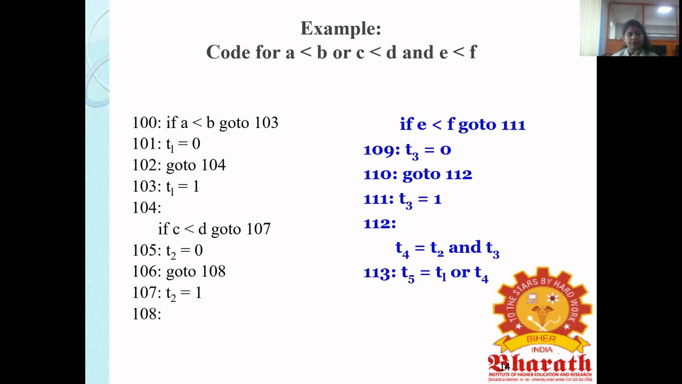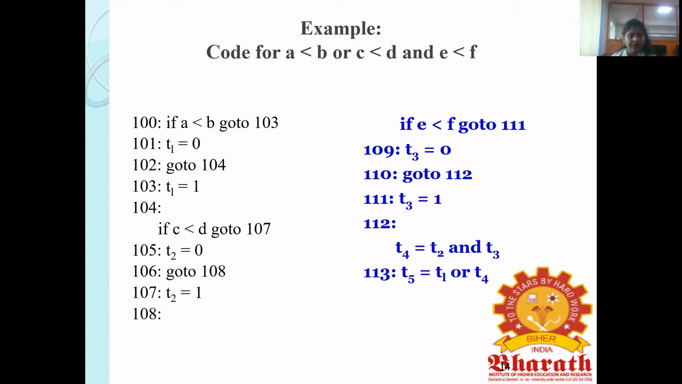Let's see an example for this Boolean expression. Here I have given one expression: A less than B or C less than D and E less than F. First we are writing the code and giving addresses, denoting every line with one number. We are starting with the number 100.